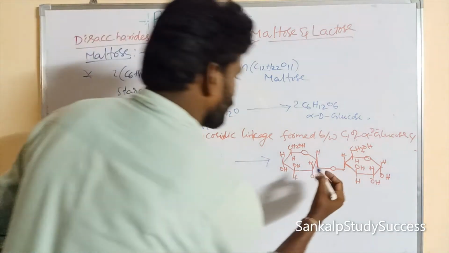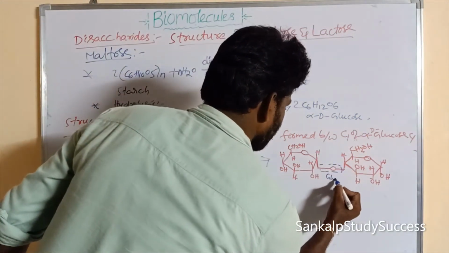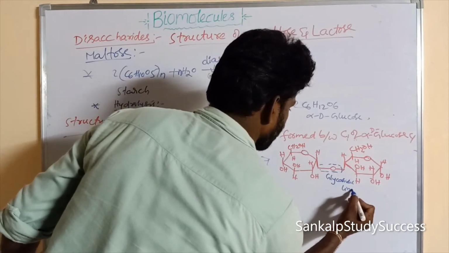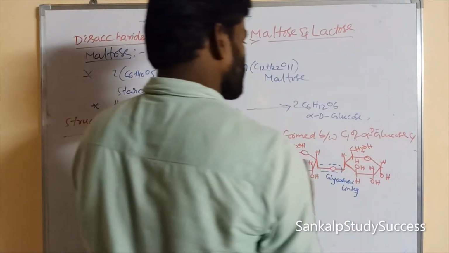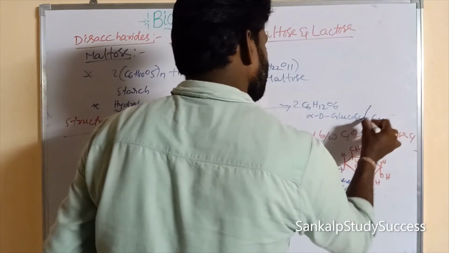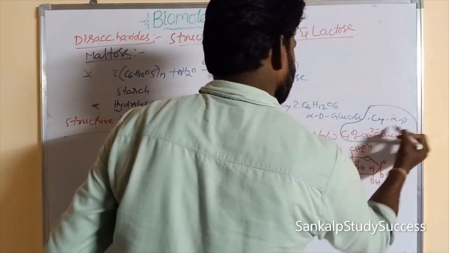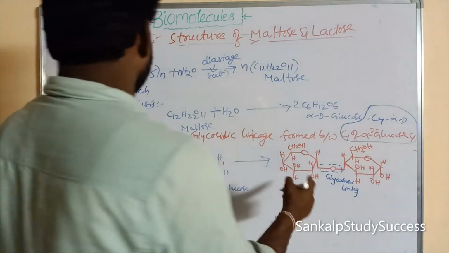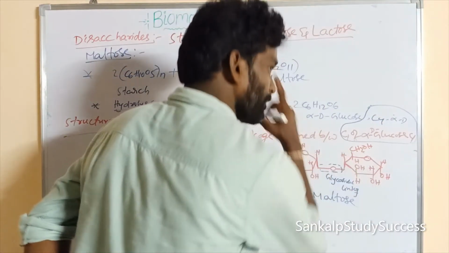So this is the glycosidic linkage. The glycosidic linkage is formed between C1 of alpha D glucose and C4 of alpha D glucose. That is over. So this is the structure of maltose.